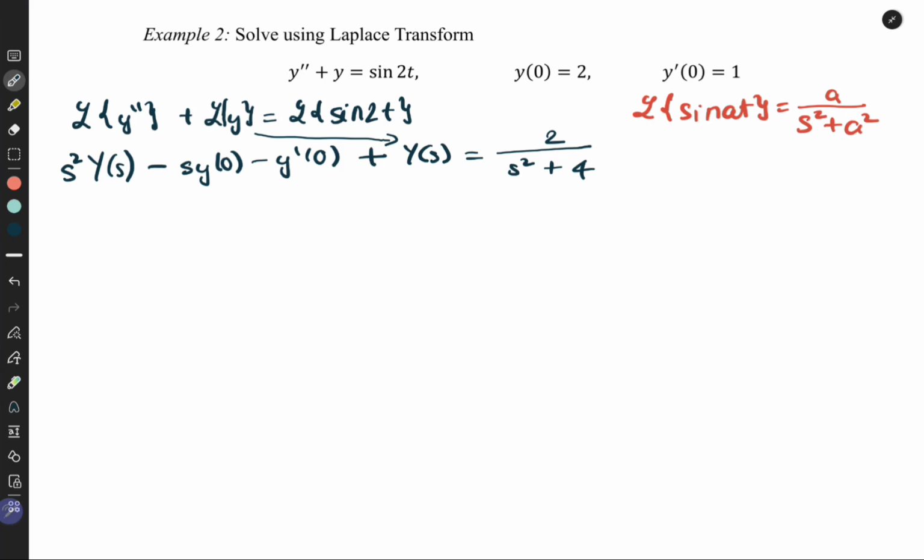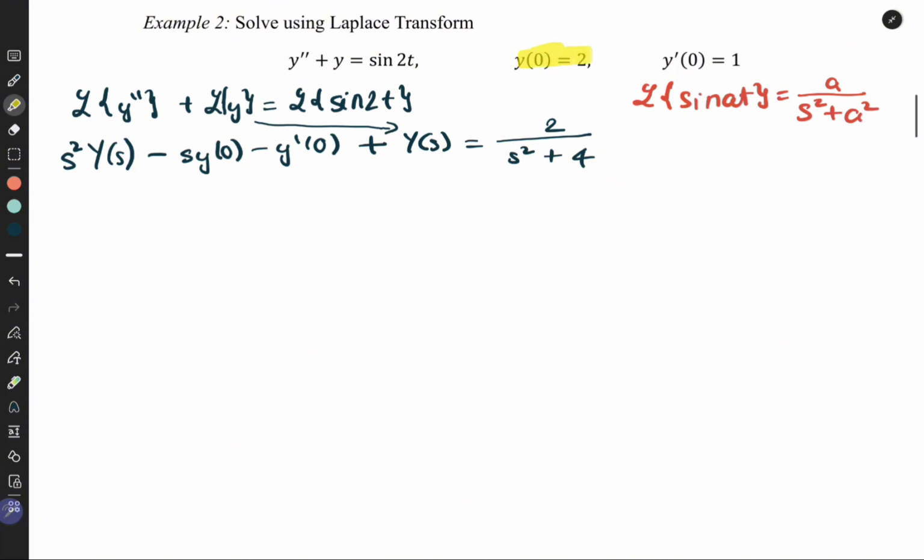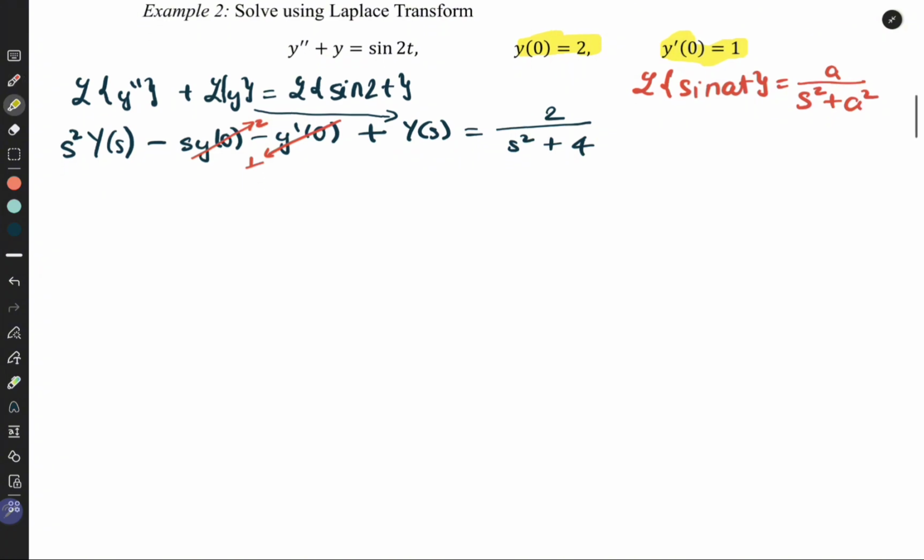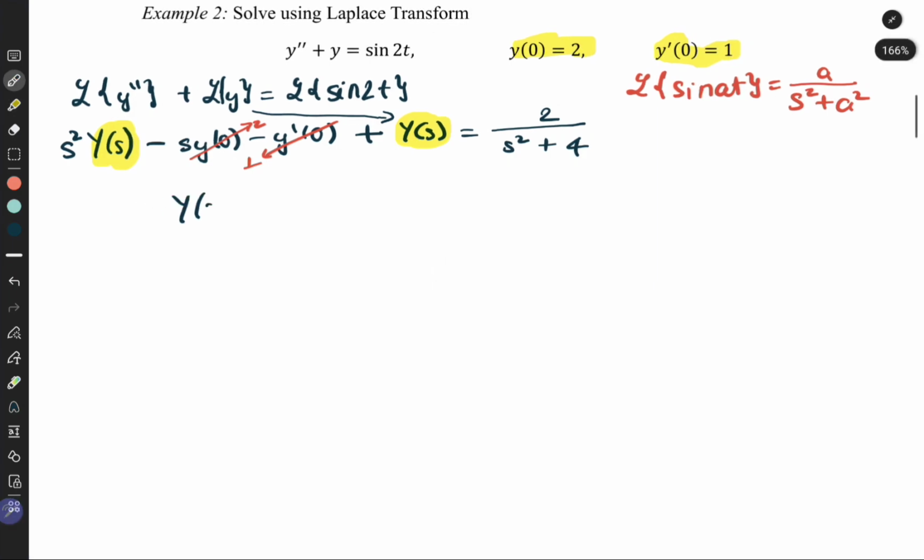Okay, so far good. Next, we're going to plug in the initial conditions, which is y(0) equal to 2 and y prime(0) equal to 1. Okay, that will give me 2 here and 1 here. And at the same time, I'm going to solve for Y(s). That means I'm going to group them, using the coefficient s squared plus 1, and then plug in the initial conditions. I have 2s minus 2 minus 1 equal to the right hand side.